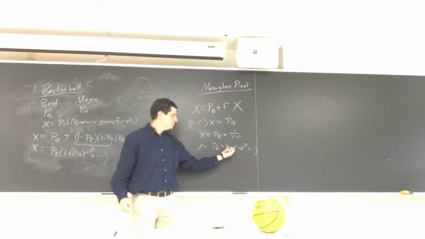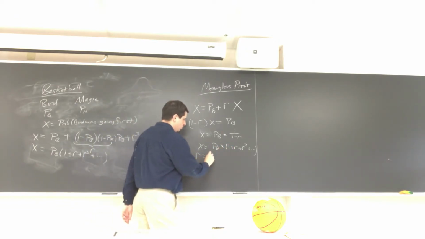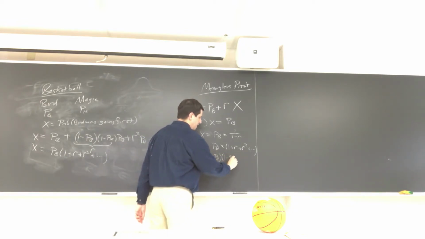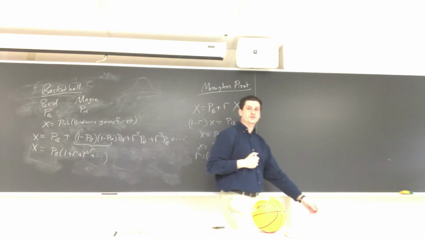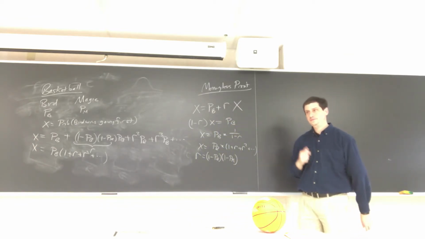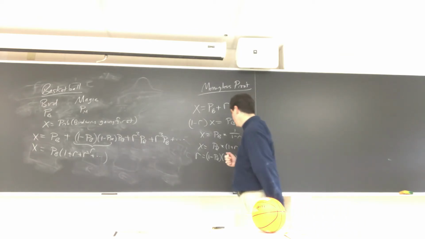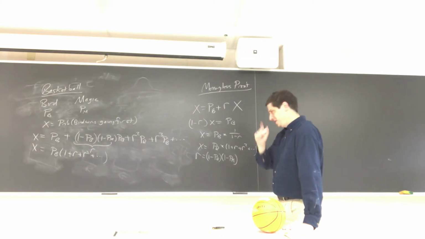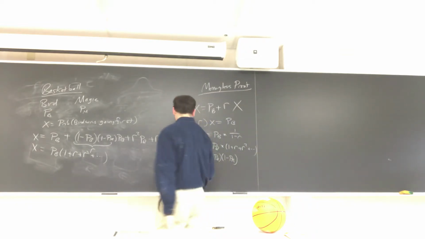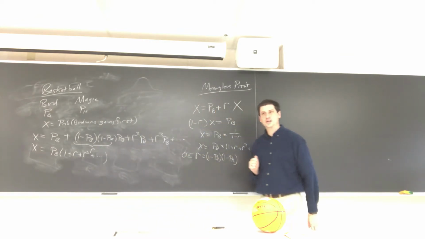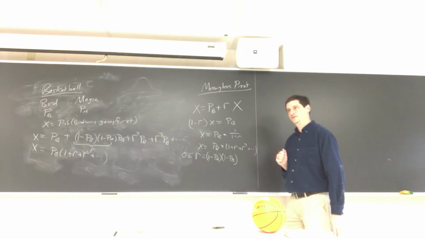Now, what are our restrictions on R? R is 1 minus PB times 1 minus PM. What are the possible values R could take on? From 0 to 1. How could R be 0? If one of them is perfect, you could have R equals 0. What's the largest R could be? 1.